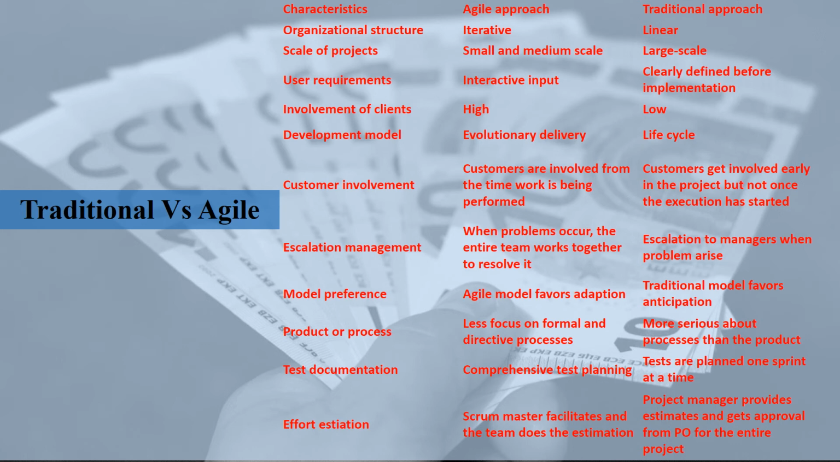For escalation management, in agile when problems occur, the entire team works together to resolve them. In traditional, when a problem arises it is escalated to managers, and the managers take care of it. So you can see the differences between traditional and agile. My view is that the traditional approach is sequential, you know what you want to do, it's not complicated, it's not difficult, and the objectives are quite clear in terms of what you want.